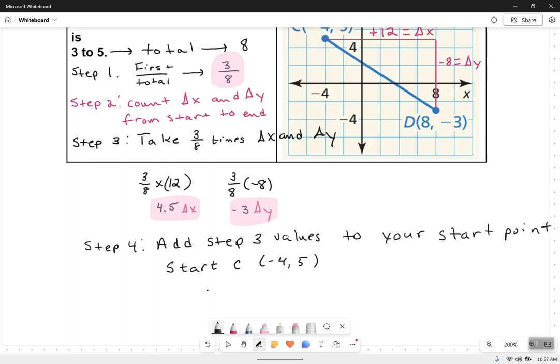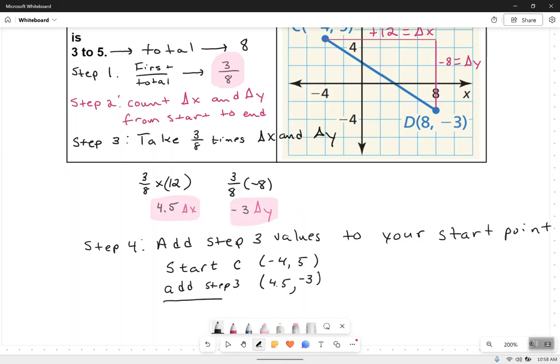To that, we're going to add our changes. All right, we're going to add step 3 values. Okay, what values do we get for step 3? What was my change in x? How much change in x do I want? So we partition this into a 3 to 5 ratio. What did I highlight right here for change in x that we want? 4.5. I want a change of 4.5. And then what did we highlight for our change in y that we want? -3.